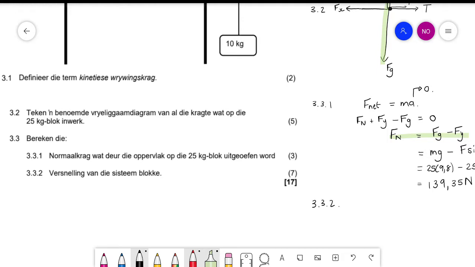They want the acceleration of the blocks. Now, I told you guys the 6 marks in the previous one is like a hint that you have to do simultaneous solutions. The 7 marks here is because it's simultaneous solutions, but we don't have kinetic friction yet. We have to calculate it, but we have everything we need.